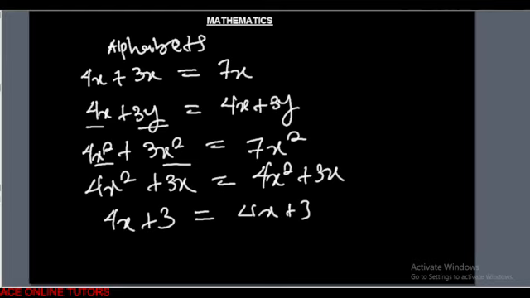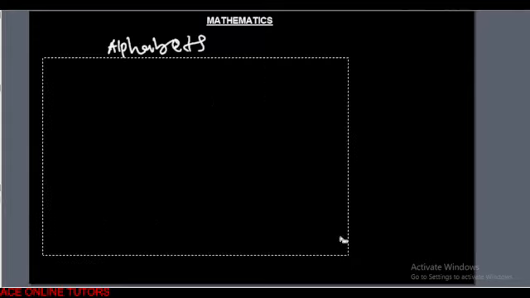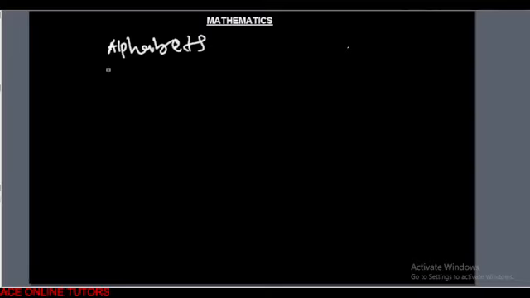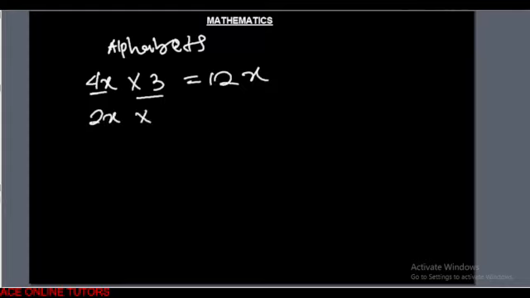But when it comes to multiplication, it is quite different. You don't need to have the same thing when it comes to multiplication. You can multiply 4x and 3. Just do 4 times 3, that is 12. You put the alphabet, which is x. You can multiply 2x and 3y. Just do 2 times 3, that will give you 6. Then you put the alphabet together, that is x and y.